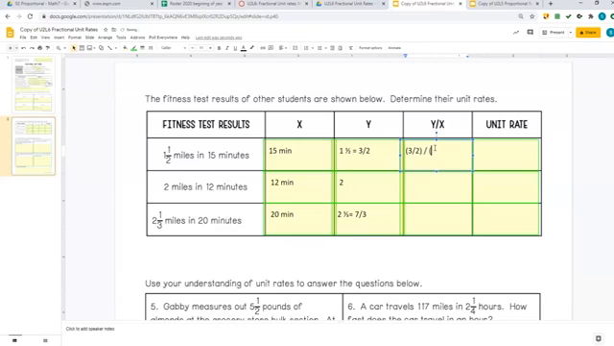So our y over x is going to be 3 halves divided by 15. That's 3 halves times 1 over 15. Alright? Now, again, there's some cross-canceling that can happen here. That's a little harder to show here, so I'm just going to multiply across and then simplify. So I get 3 over 30, which we can simplify over here. 3 over 30 equals 1 over 10, and that's miles per minute.